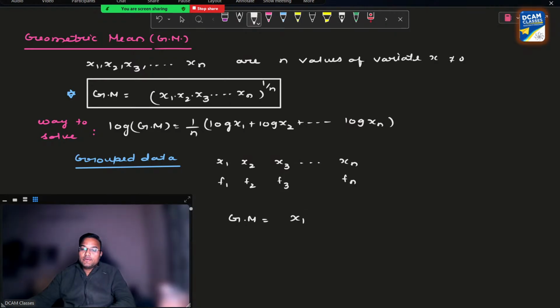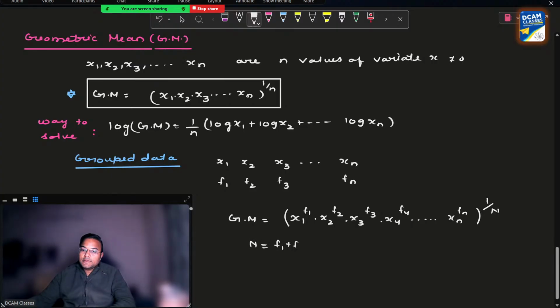Geometric mean is x1 power f1 into x2 power f2 into x3 power f3, f4, so on and so on, xn power fn, whole power 1 by capital N. What is capital N? Capital N is f1 plus f2 plus f3, so on and so on, fn. This is for the grouped data.